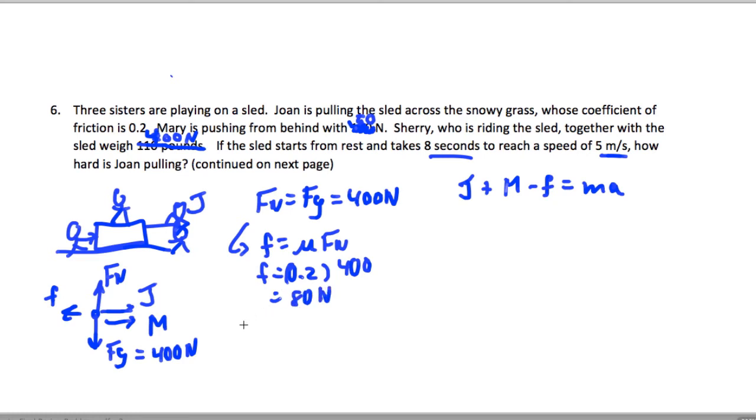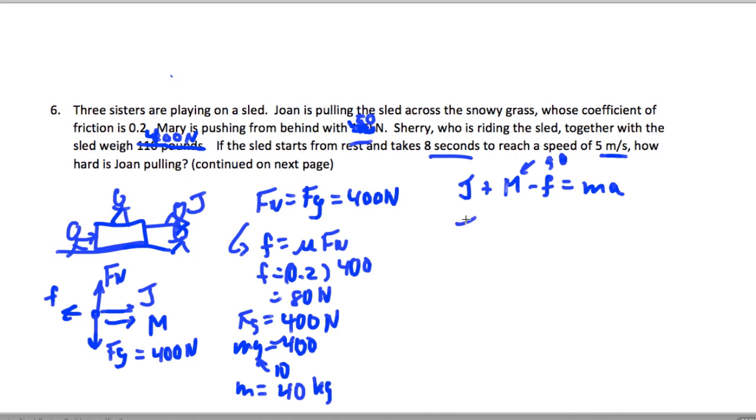And now let's get the mass of the sled and the rider. So we know Fg is 400, mg is 400. We know that g is 10 because g is always 10, so that means m is going to end up being 40 kilograms. So we can plug all that in there. Also, we were told that Mary's pushing with 50 newtons, so we know that's 50.